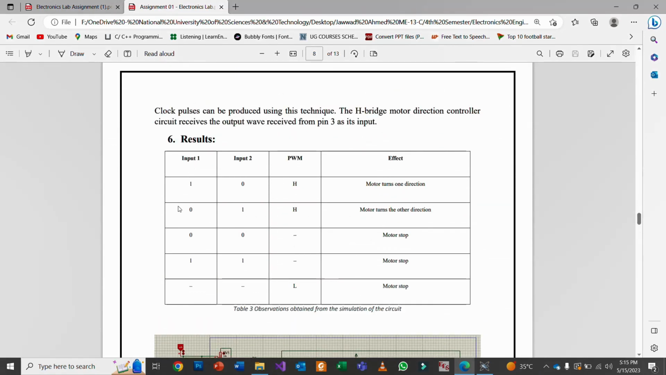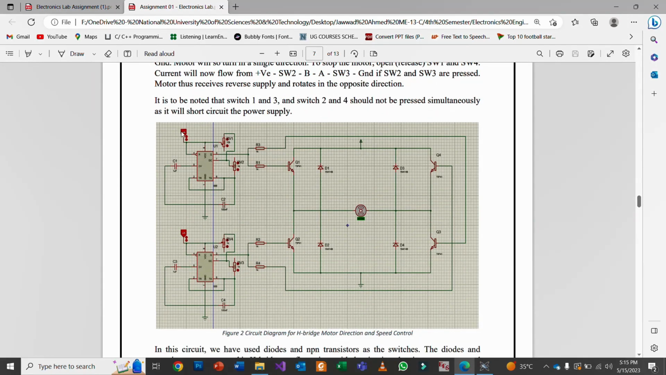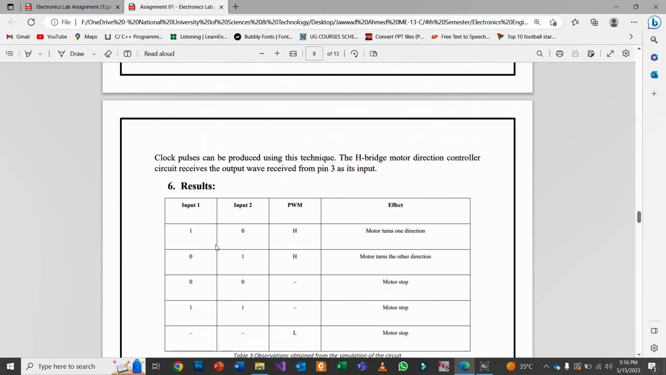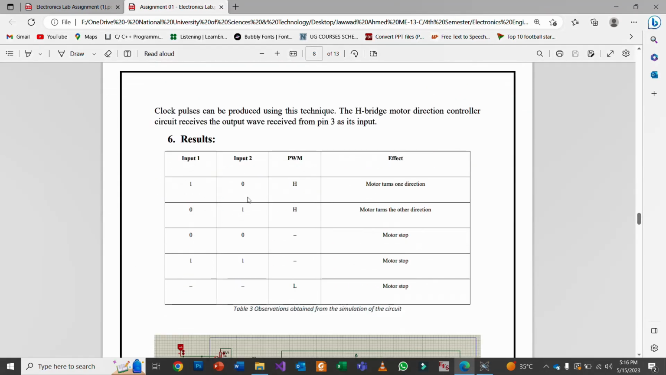These were the results when we used logic states here to provide voltage to the circuit. If input 1 was on and input 2 was off, and the pulse width modulation was high, the motor turned in the clockwise direction. If it was the other way around, the motor turned in the anti-clockwise direction. If both were on or both were off, the motor stopped rotating.